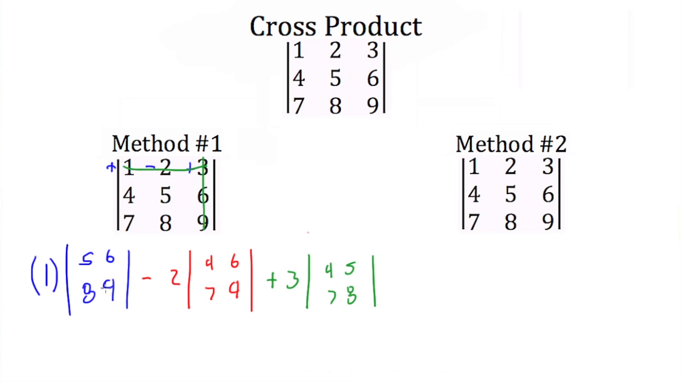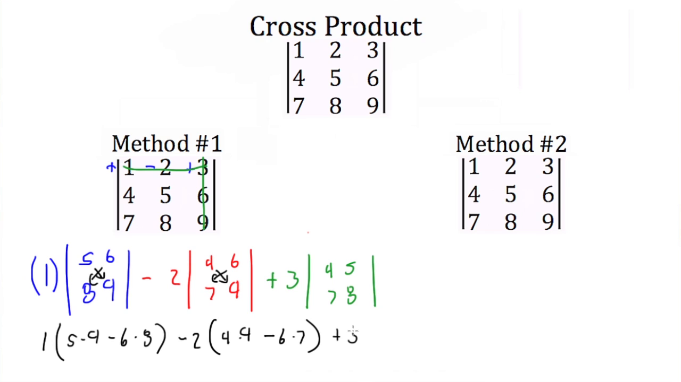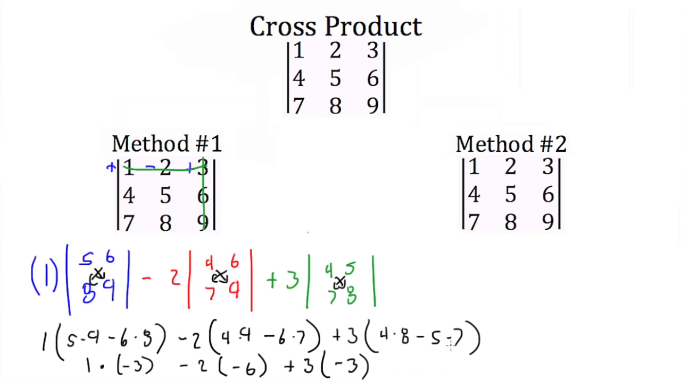Now I need to find my 2 by 2 determinants. So I have 1 times (5 times 9 minus 6 times 8), and then minus 2 times (4 times 9 minus 6 times 7), and then plus 3 times (4 times 8 minus 5 times 7). So what I have is 1 times a negative 3, minus 2 times a negative 6, plus 3 times a negative 3. This is equal to 0. So the determinant of this matrix is equal to 0.